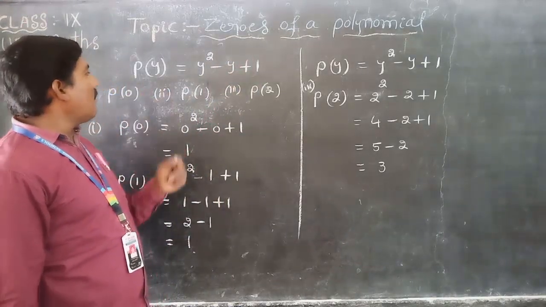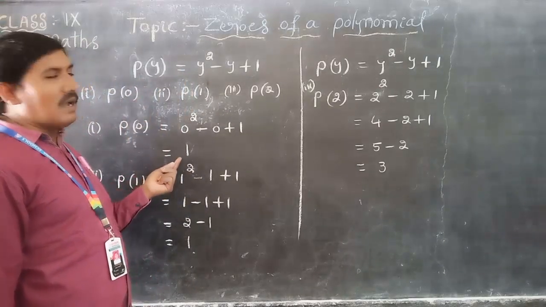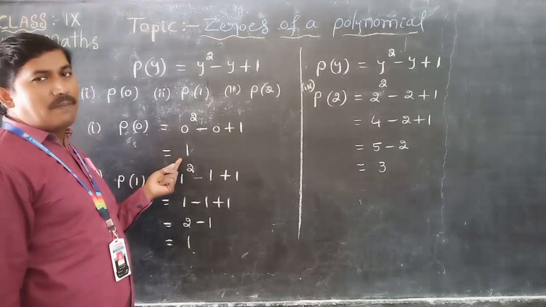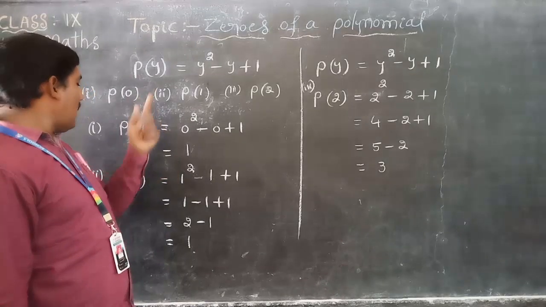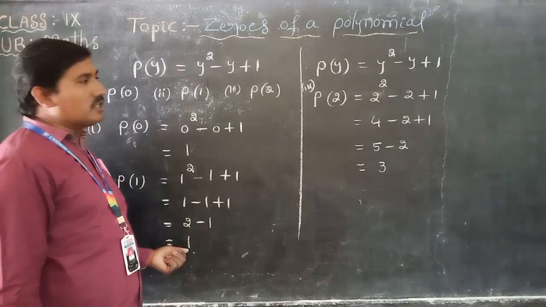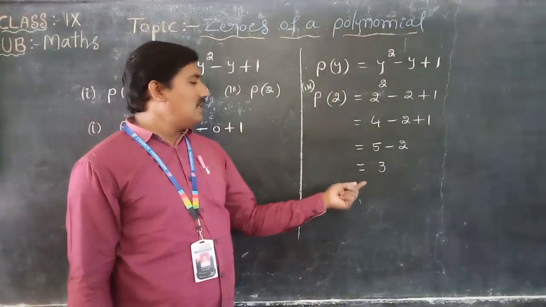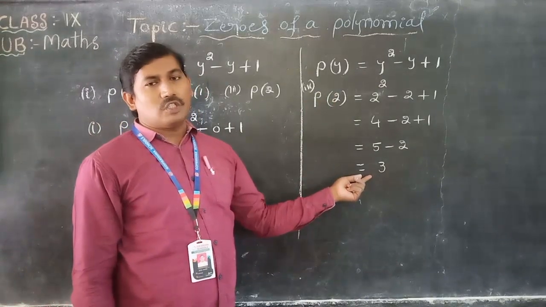In this polynomial, in the place of y we substitute 0 and we got the answer 1, a positive number. Substitute 1, we got the answer 1, a positive. Substitute 2, then we got the answer 3, a positive number.